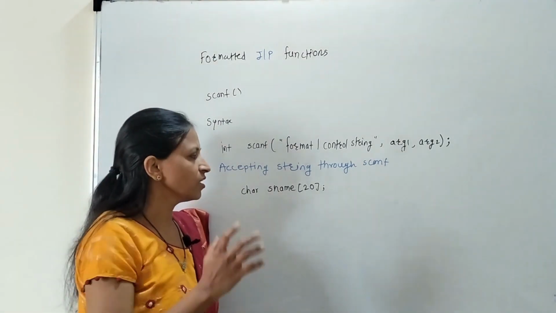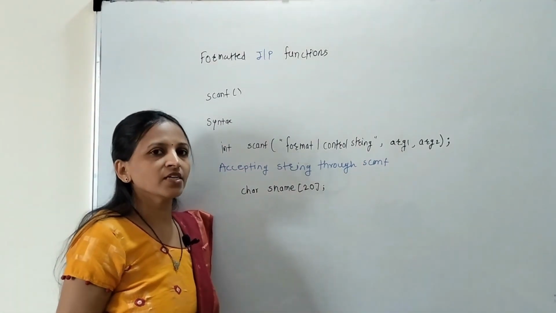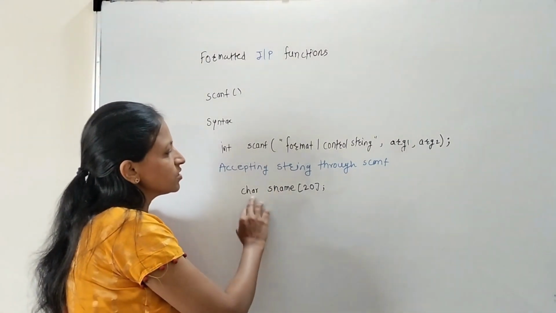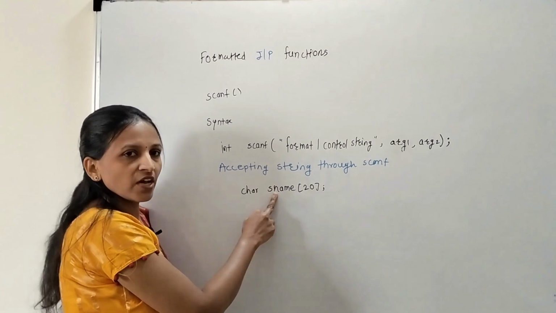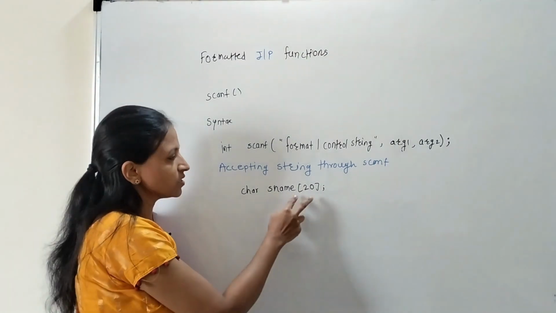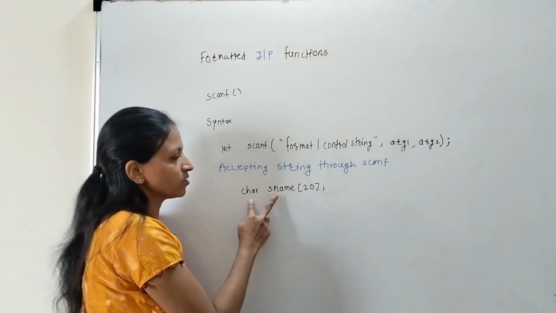That's why it will store maximum 19 characters in it. Now see, here we have declared one string variable. This is a string. Why? Because this is a character array. This square bracket represents that this is a collection or group of characters.